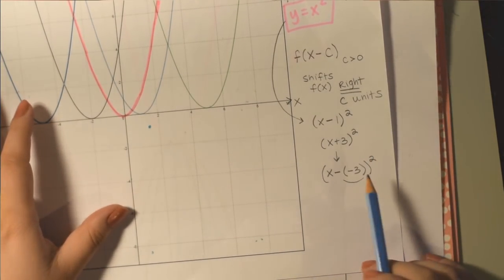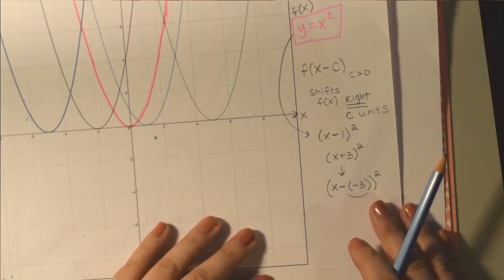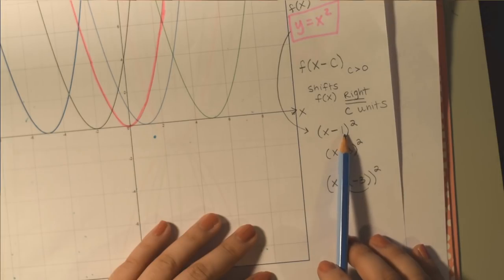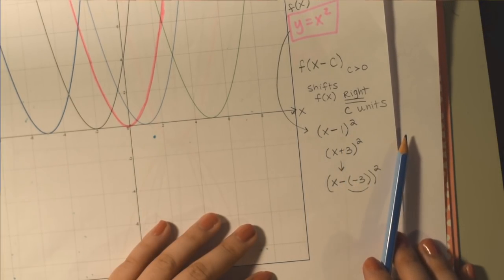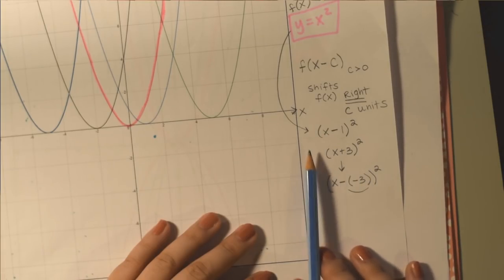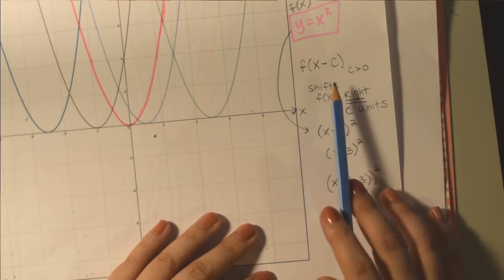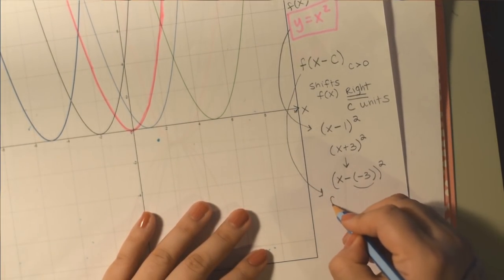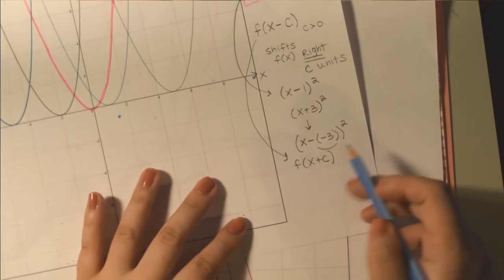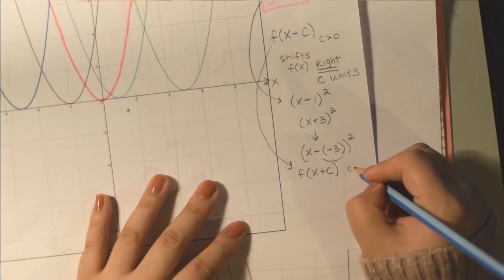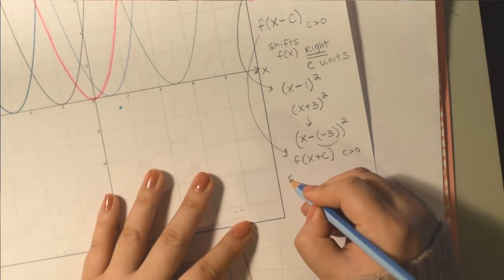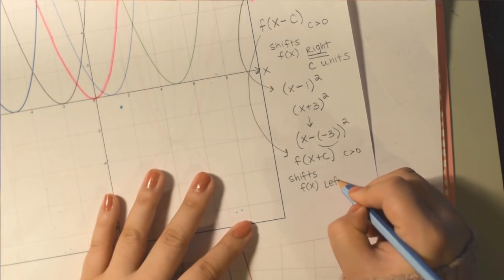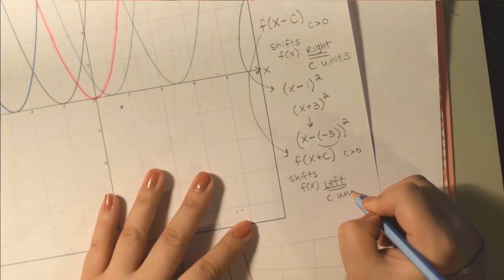If that helps you, that's one way to think of it. If that's just really weird to you, it's easier to just remember if you have a -1, you're shifting right, and if you have a +3, you're shifting left. Okay, so according to this rule here, f of x plus c, and remember in this little notation, this is only for c greater than 0, shifts f of x left c units.